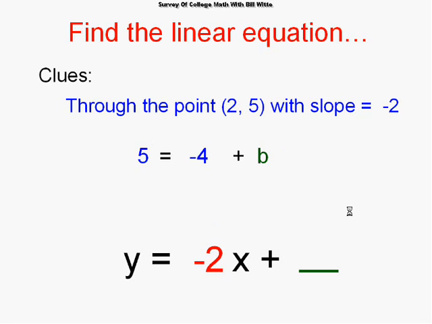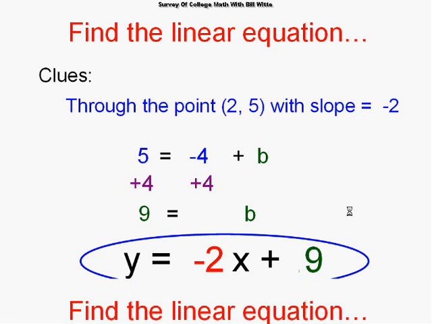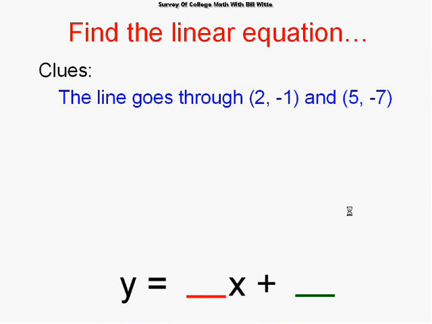Well, -4 plus b is 5. Let's solve for b. Who's keeping b from being alone? The -4. We add 4 to both sides. And in this case, b must be 9. So I'll put it in. And guess what? How sweet it is. I've got the formula. You'll always be looking for formulas because you can use them to predict things, you see. Let's do another one.